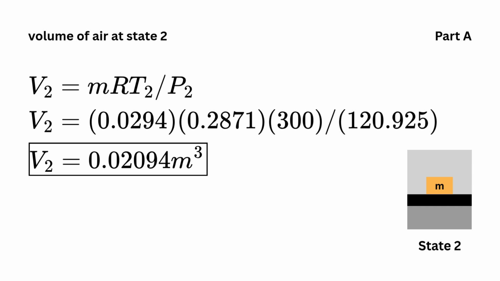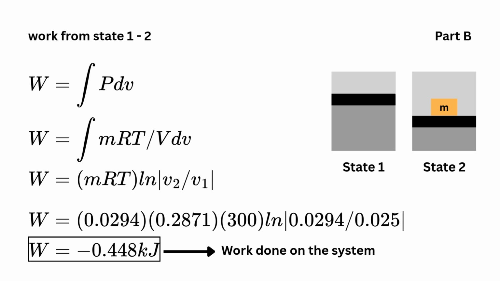Now, to determine the volume at state 2, we go back to our ideal gas equation, setting up for V this time. And when we plug in all the values that we have previously determined or have been given, we learn that the volume at state 2 is equal to 0.02094 meters cubed.